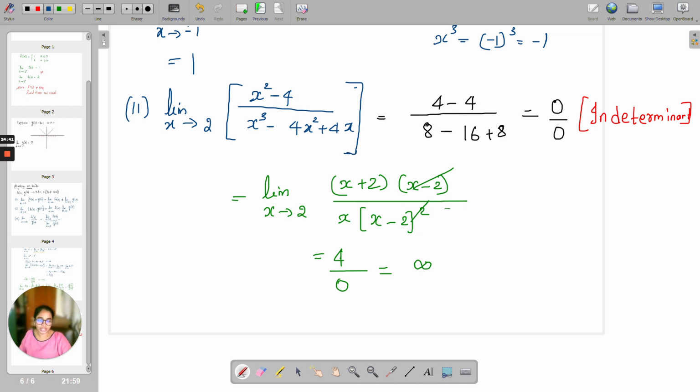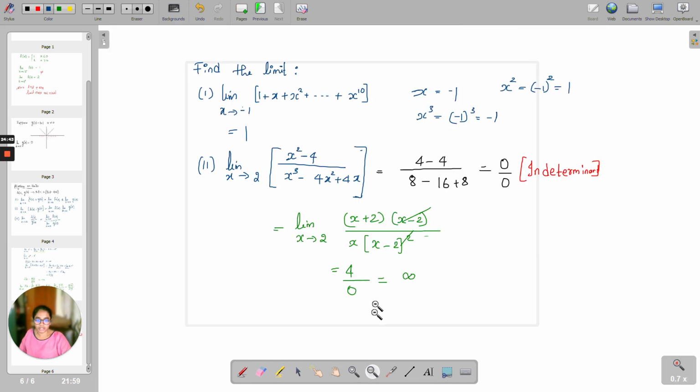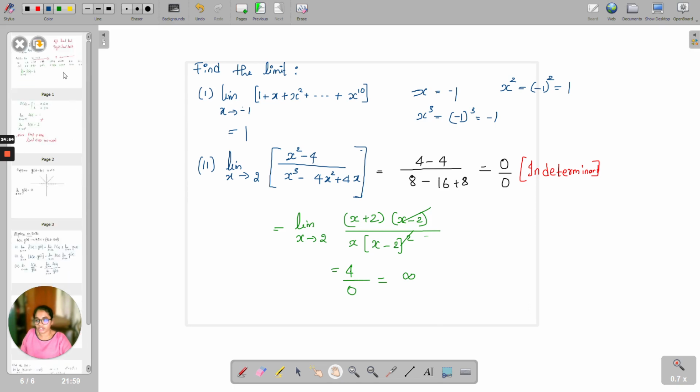So 0 by 0 is an indeterminate form. It is not defined. That is why we tried simplifying it and we got 4 divided by 0, which is equal to infinity. Okay, so what did we study in this class?